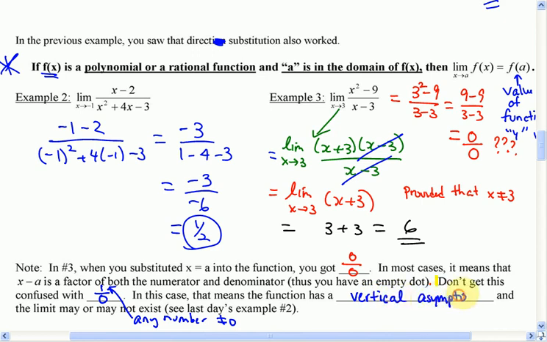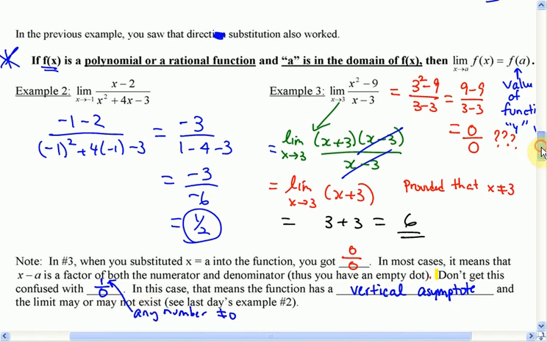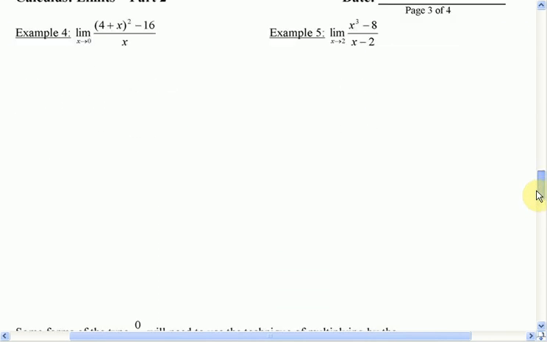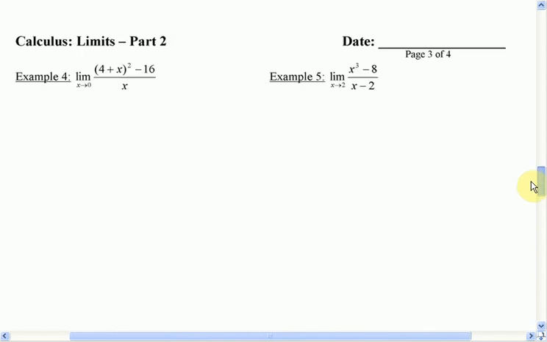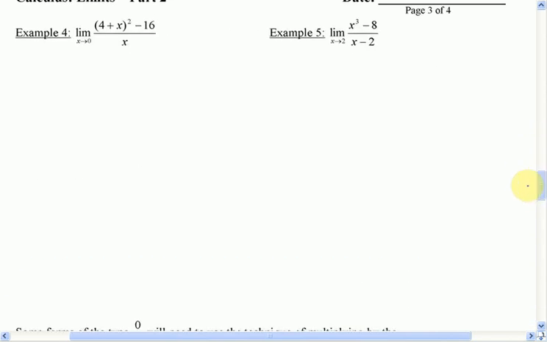Remember those terms, the asymptote? Or the limit may or may not exist. Okay? So let's go on to a few more examples, and then hopefully we'll be done very shortly. Oh yes, one more page. Very good. All right, here's example number 4.